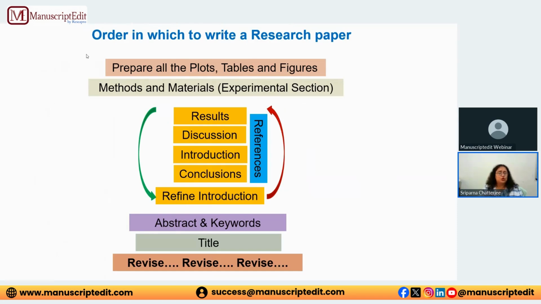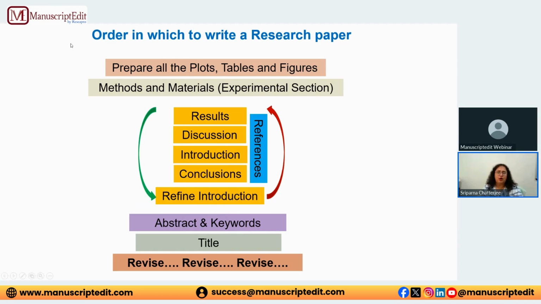Now, students often ask what should be the order if I start writing a paper. So what I follow, I'll tell you. This is for the beginners. Once I have the data with me, first I do the plotting, the tables, the figures. This is the first job I do. Then I write the methods and materials, that is the experimental section. So I prepare my plots, tables, and figures, and I write my experimental section.